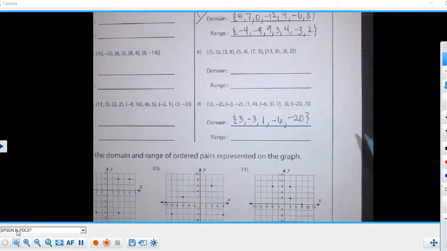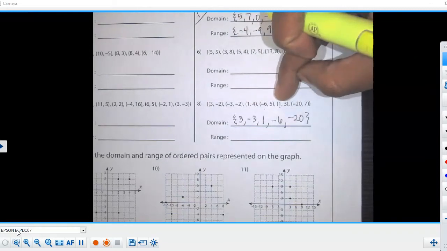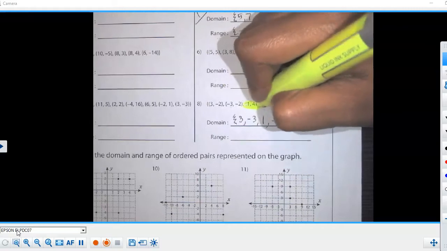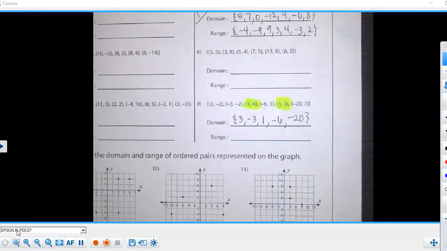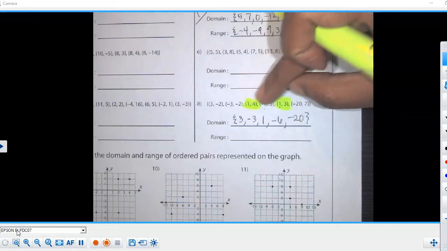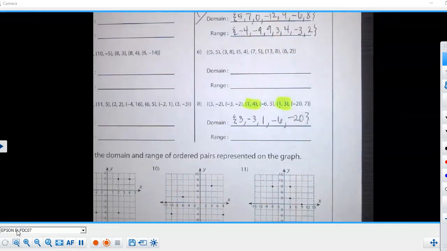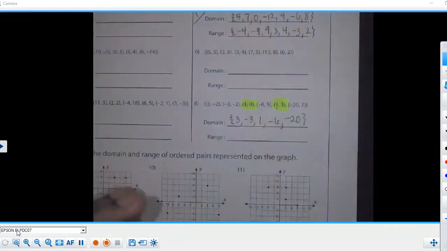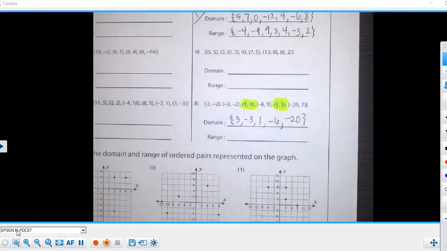So here comes the question. Is this a function, yes or no? Well, when I look at these ordered pairs, one thing I'm noticing is I said 1 two times in the x coordinate position. I said (1, 4) and (1, 3). So that's going to make me highlight both of those. And I'm going to ask myself, can I have the same x and different y's? And of course the answer to that is no, because we go back to the notes and it says if we have the same x, different y's, no, it's not a function. So again, that's not consistent, that if I plug in 1, I get a different y answer.